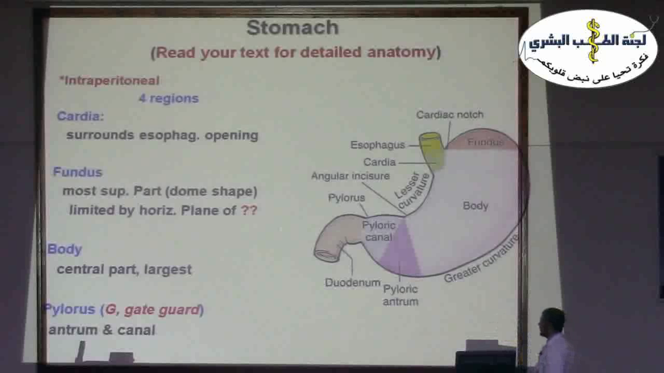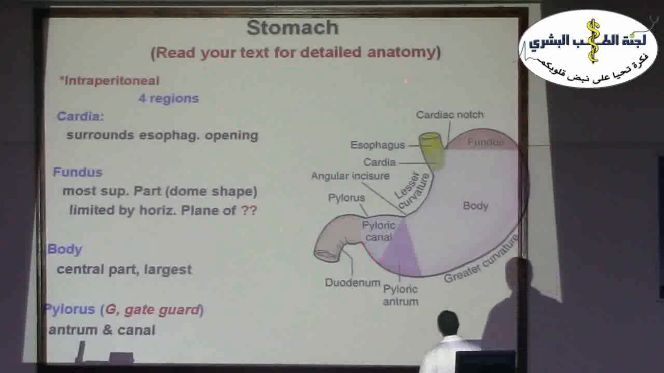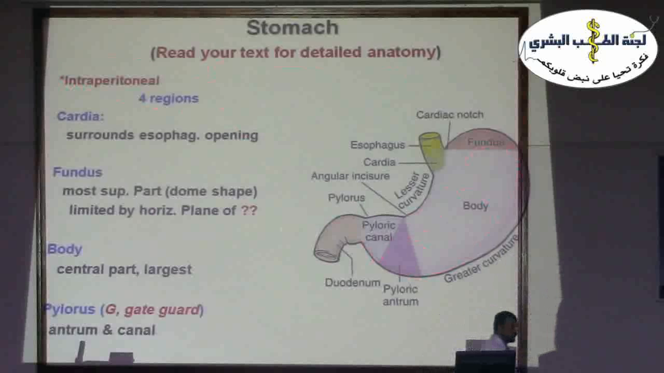Exactly, it's the right crus of the diaphragm. The most important part is the stomach now. In the abdominal cavity, you have to read your text for more detailed anatomy. Stomach is an intraperitoneal structure. We all agree on that. And the peritoneal attachment to the stomach, we call them omentum. Greater omentum and lesser omentum.